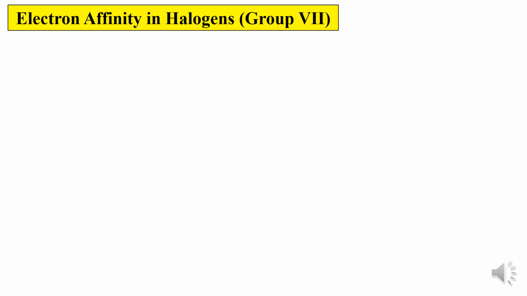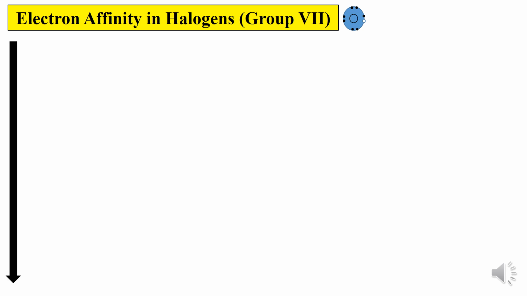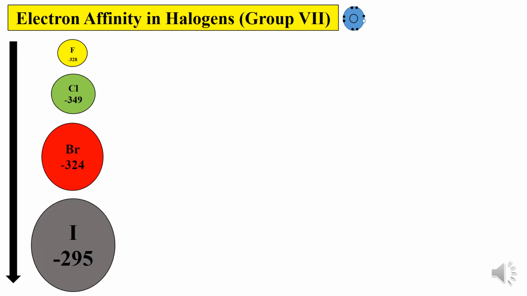Now, electron affinity in halogens, group 7. Halogens, as you know, have a total of 7 valence electrons and need just 1 electron to fill the outermost shell. Going down the group, the general trend is that electron affinity decreases, so the value should also decrease. But you see that the scenario changes for the first two elements. Fluorine has a lesser value as compared to chlorine. But as per the general trend, it should decrease going down the group. So the exceptional behavior is shown by the first two elements.